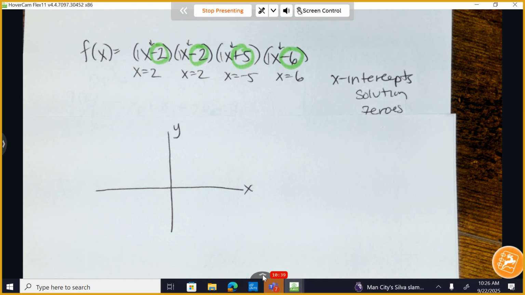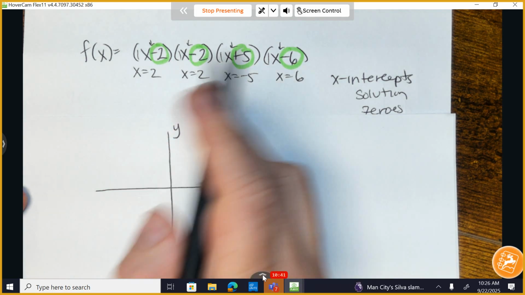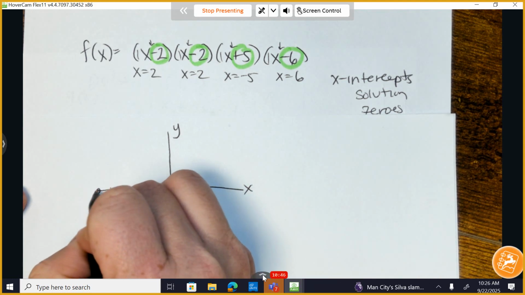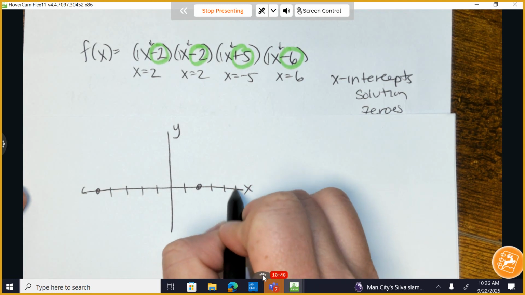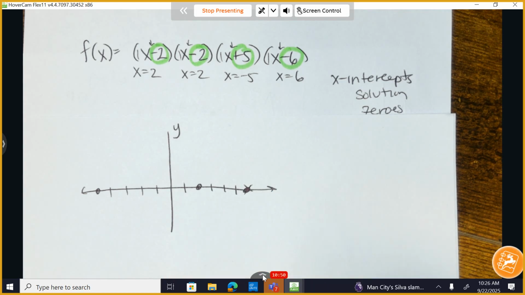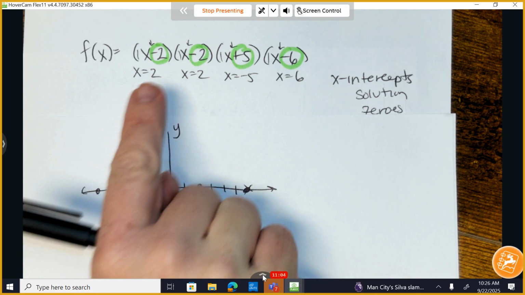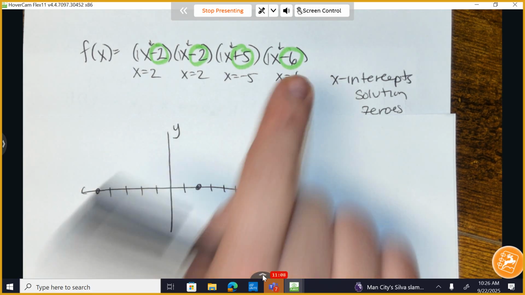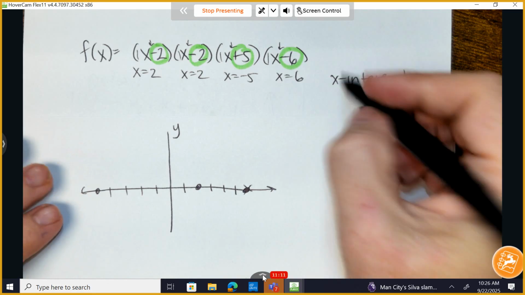I'm going to start by identifying the x-intercept. So I'm going to go to positive 2, negative 5, and positive 6. I need to know where are the x-intercepts. I need to know how is the graph going to interact with the x-axis. So I have a duplicate, it's going to bounce off. These are singleton solutions, so it will cut through. And then lastly, I need to apply the end behavior.